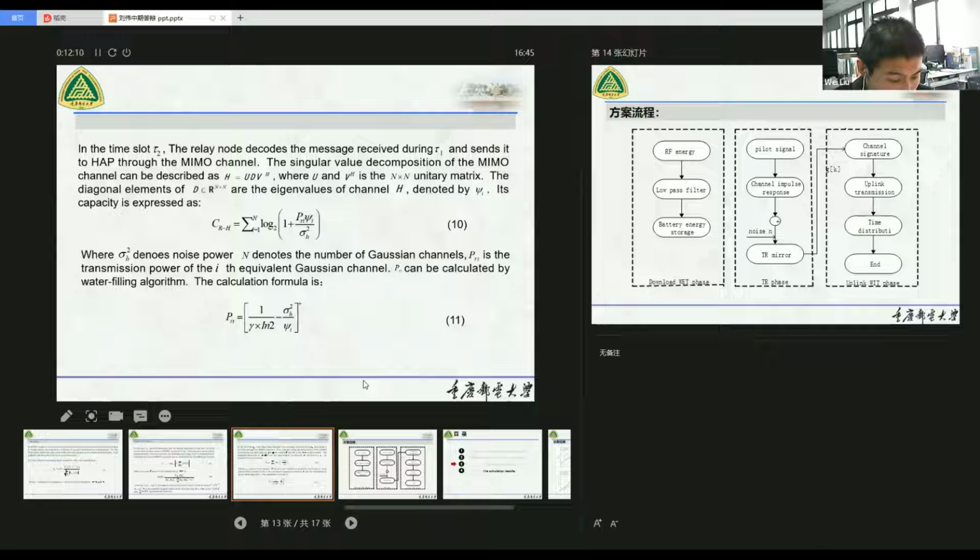This page shows time slot tau 2. The relay node decodes the message received during tau 1 and sends it to the HAP through the MIMO channel. Its capacity is as follows.